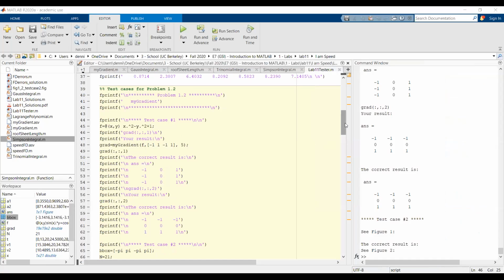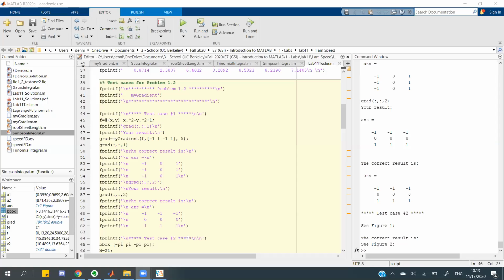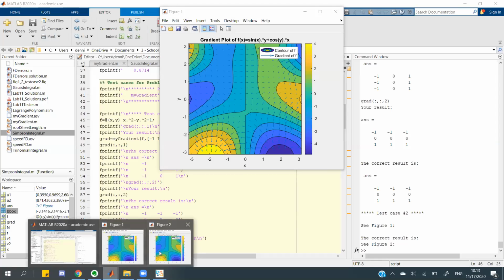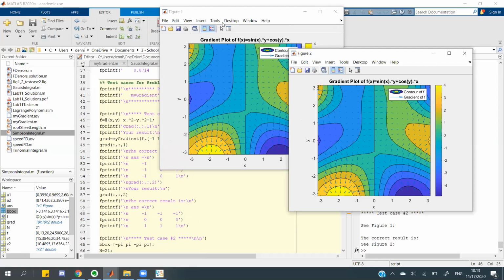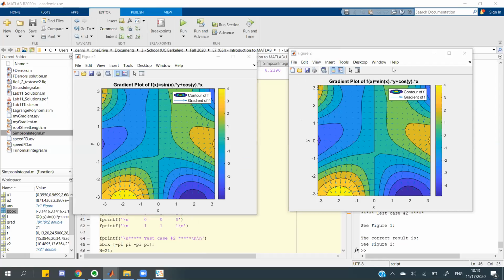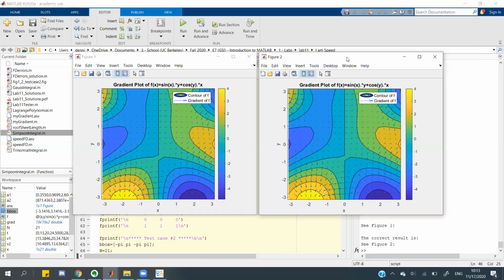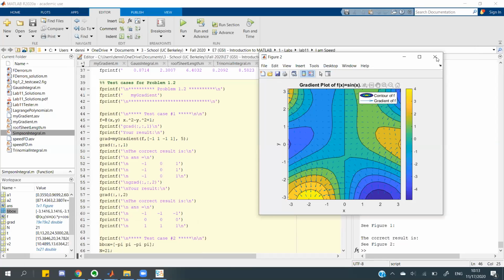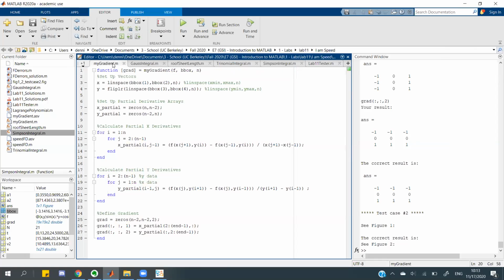You can't see the figures, right? I realized I was showing the figures earlier. Okay, let me reshare that so you can see the figures. Pull up the figures. Here's 1, here's 2. Figure 2 is the correct one, figure 1's ours. And I believe those should match up. Beautiful. All right, yeah, do it this way. Less typing, easier to understand.